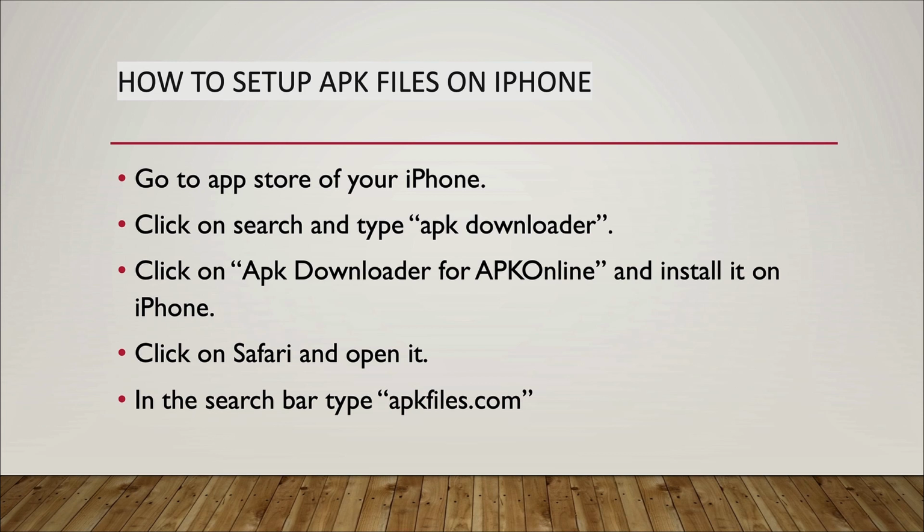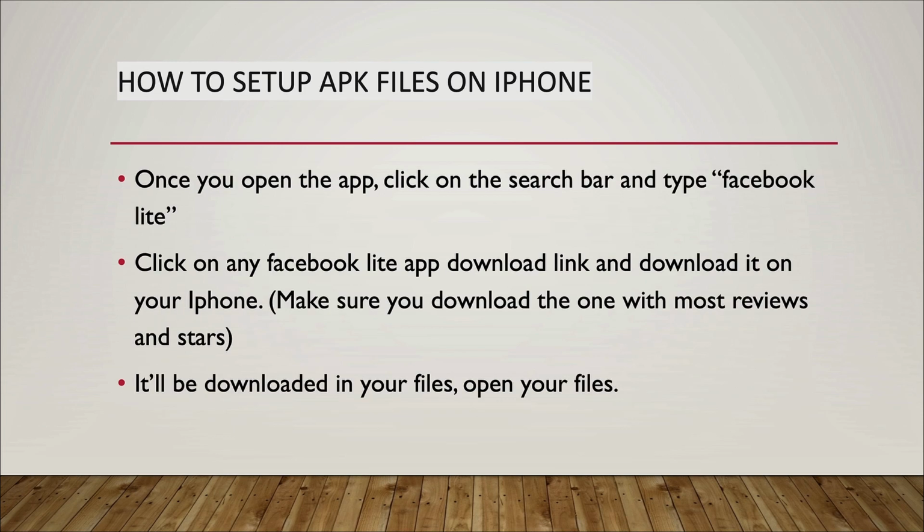While the app is installing, what you can do is open Safari. And in the search bar of Safari, you have to type apkfiles.com. Now, when the site opens, you have to click on the search bar of the site, and there you have to type Facebook Lite. Facebook Lite is a famous Android app, and once you click search, you're going to get a lot of Facebook Lite options, and you have to click on any Facebook Lite app and then download it on your iPhone.